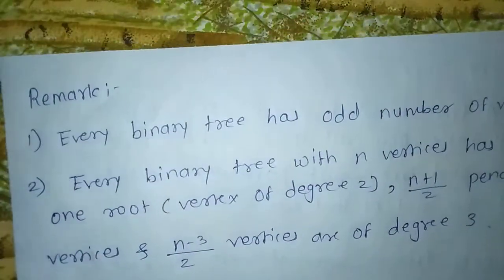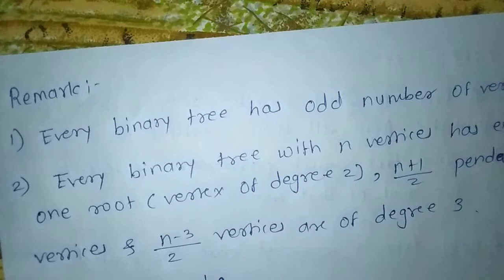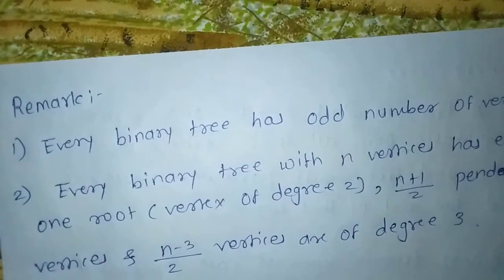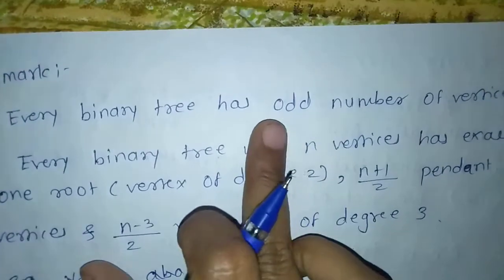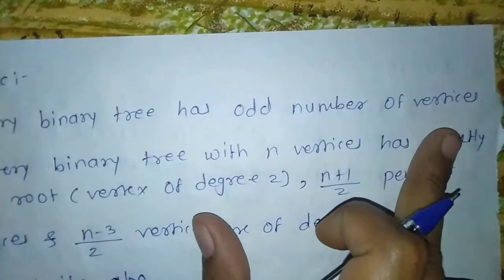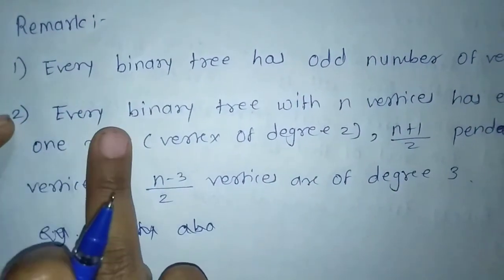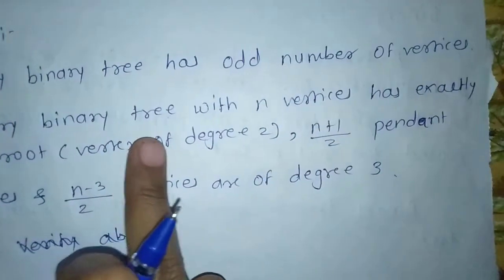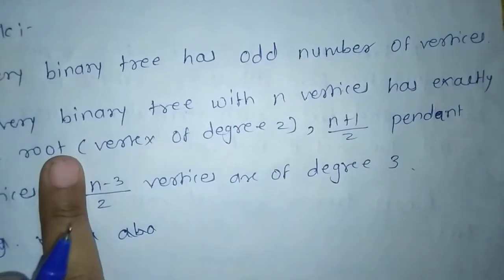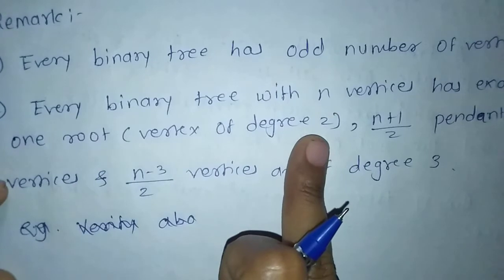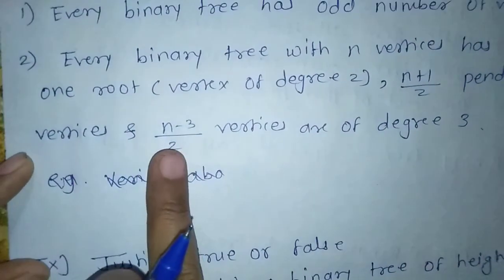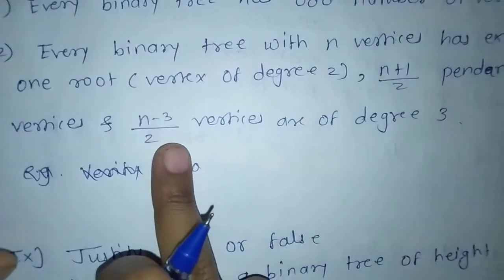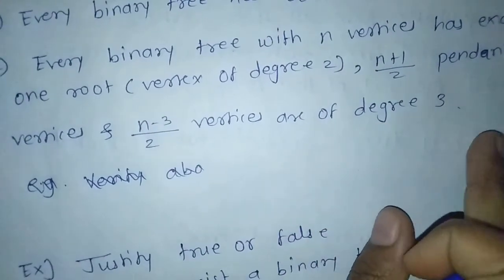Next, remark: every binary tree has an odd number of vertices. Second remark: every binary tree with n vertices has exactly one root, a vertex of degree 2, and (n plus 1) upon 2 pendant vertices, and (n minus 3) upon 2 vertices are of degree 3.